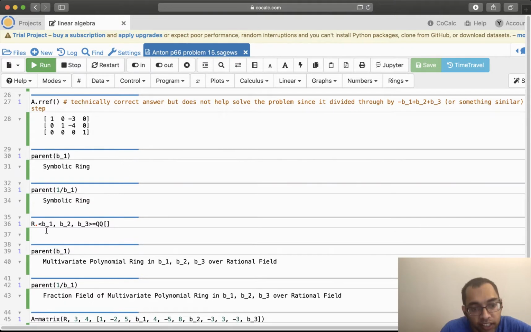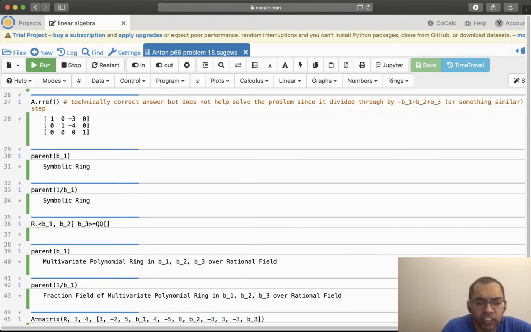Okay, so here's how to fix the problem. And I had to Google this to find this solution. Anyway, we cook up a new ring, and here's the definition of how to define a ring in Sage. So R, I'm going to call my ring R, and then it's going to have variables B1, B2, B3, and it's going to equal the polynomial ring generated by these variables.